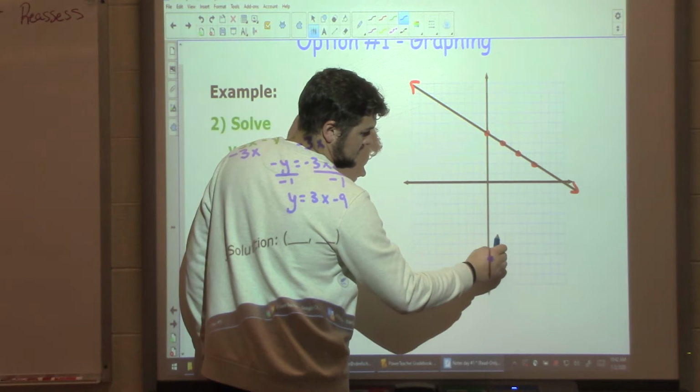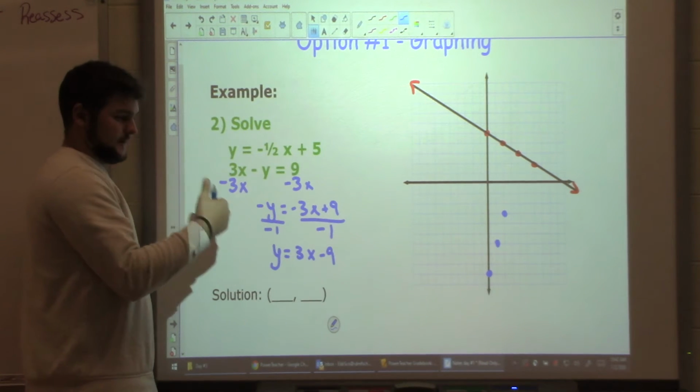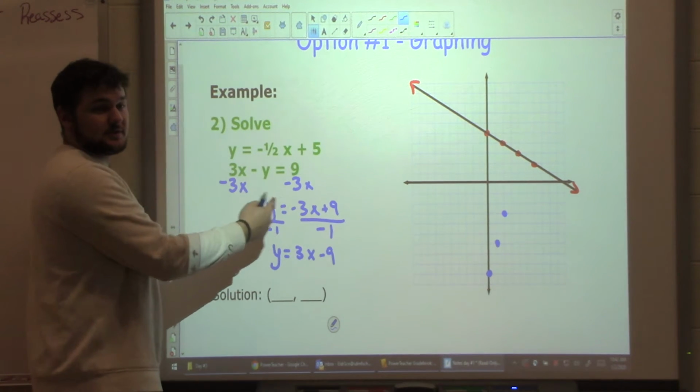If you get a negative y, just divide by negative 1. Right, because we want a positive y, like y equals mx plus b is going to be positive.